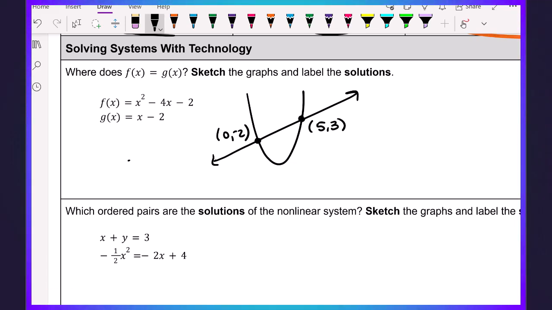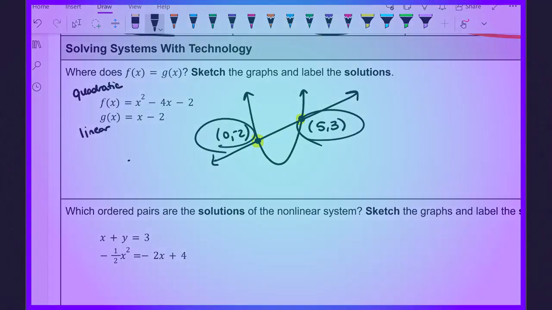Just generic shapes. You got your quadratic. By the way, we're going to label this quadratic. And this one's going to be linear. Okay, it's important for you to know the families. And then just write down the two solutions. So that's all you got to do. All right, so let's look at question number 2.